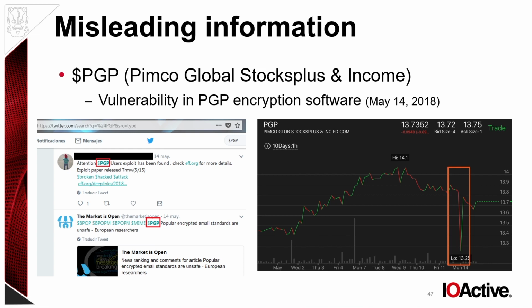The PGP case, you know PGP, the encryption software. Well, they had a critical flaw in 2018. And the problem here is that many people started using the dollar sign on Twitter and other social media. Automatically people got confused, but the PGP ticker has nothing to do with the encryption software. Instead, it's a different company, PIMCO Global something. The stock price dropped, the people realized, and it went up again a few minutes after.